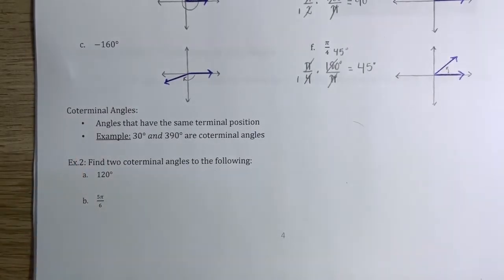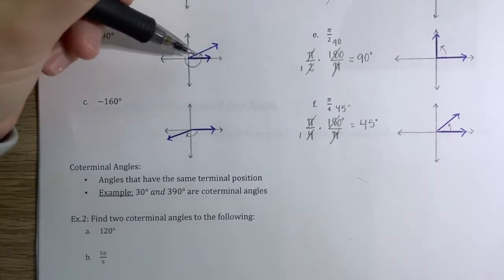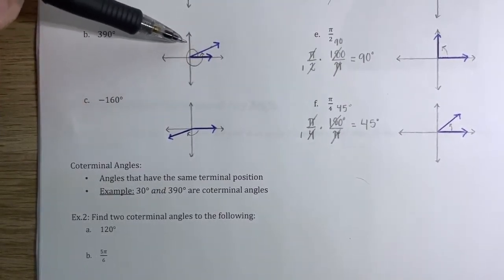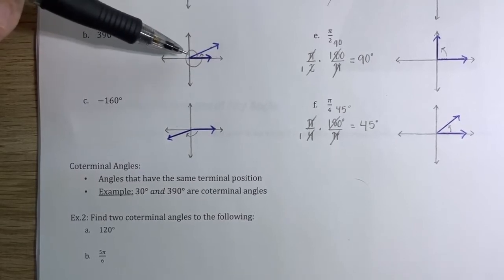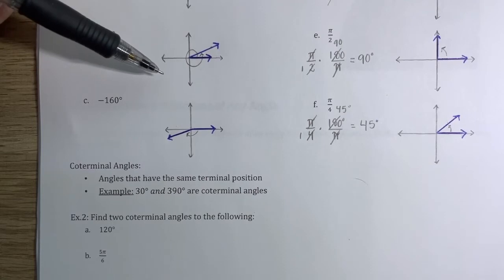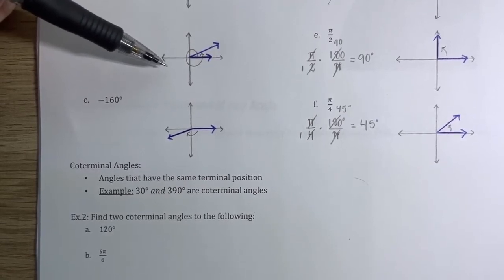For example 2, it says find 2 coterminal angles to the following. So if I want to stop in the same position, like we'll use this example again, I have to wrap around the circle one more time to get to that same exact spot. So when we're in degrees, I have to go around another 360 degrees in order to end in the same spot.